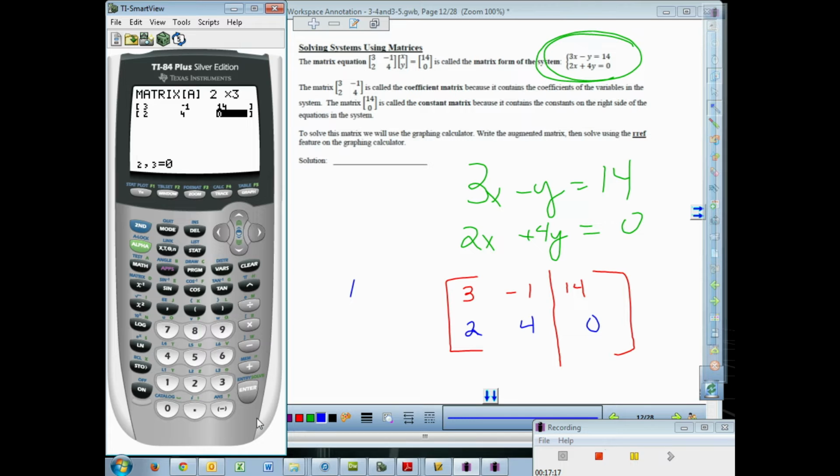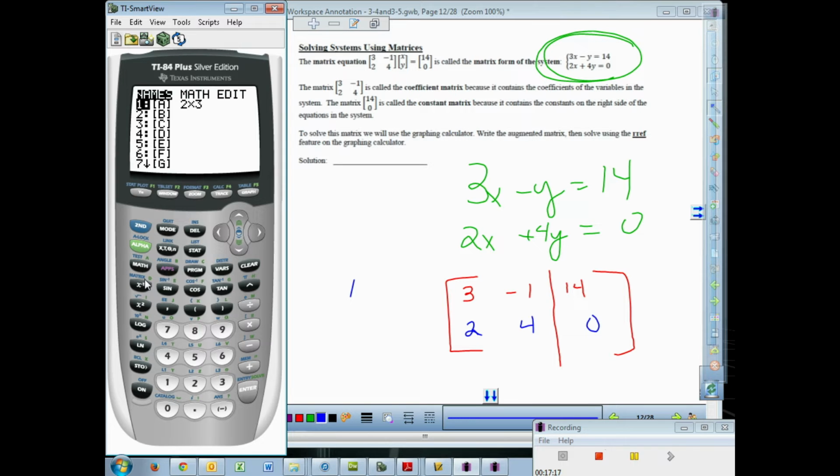It takes a bunch of time to remember what to do next. Here's what we want to do. Let's quit out of this. Second, quit. Just quit out. We've typed that matrix in. It's stored in position A. Now let's go back to second matrix.